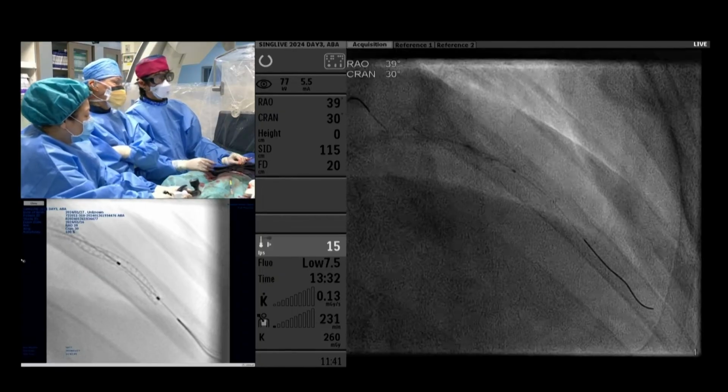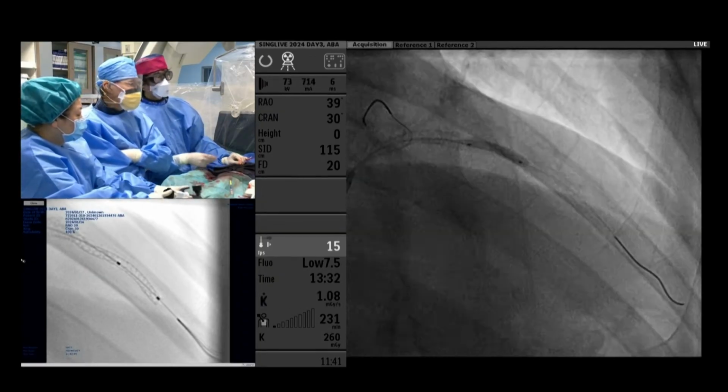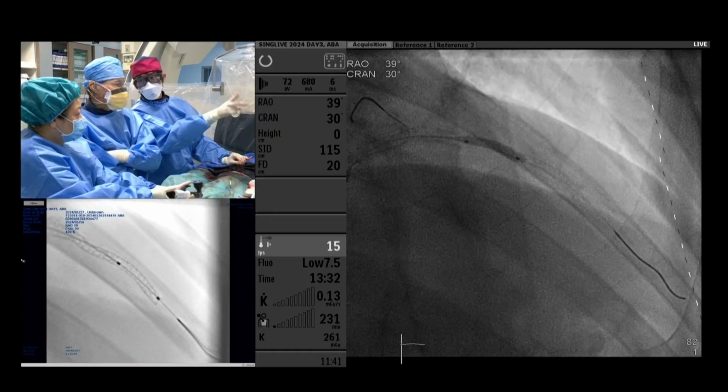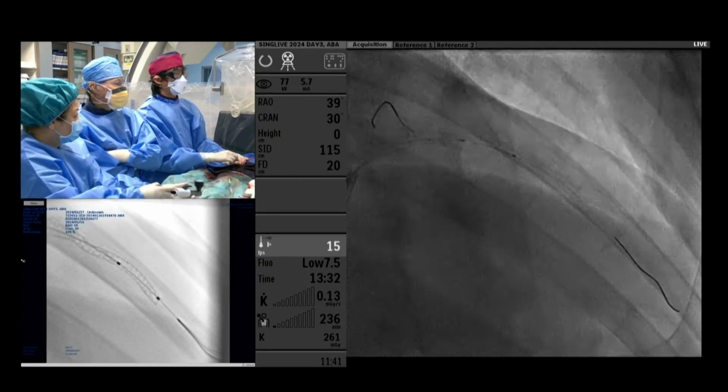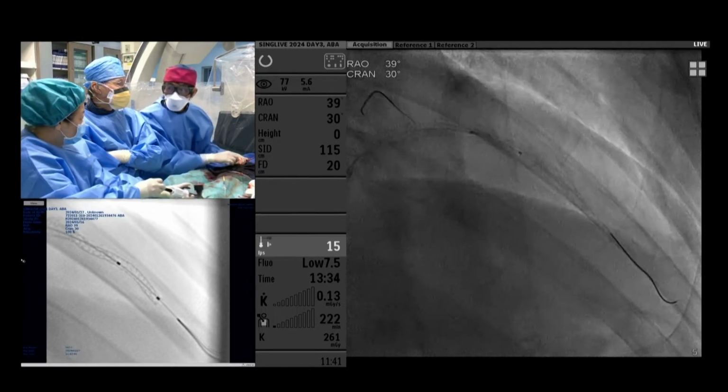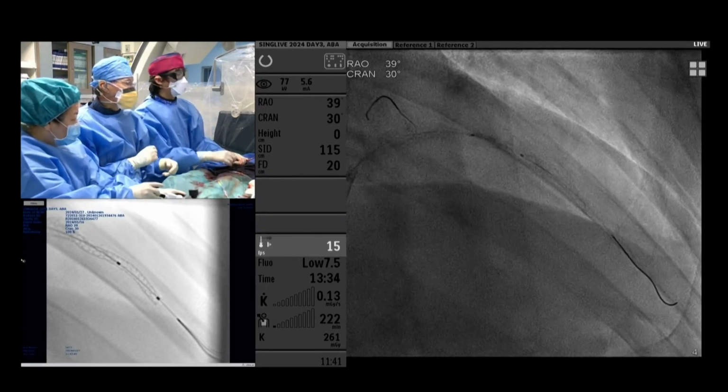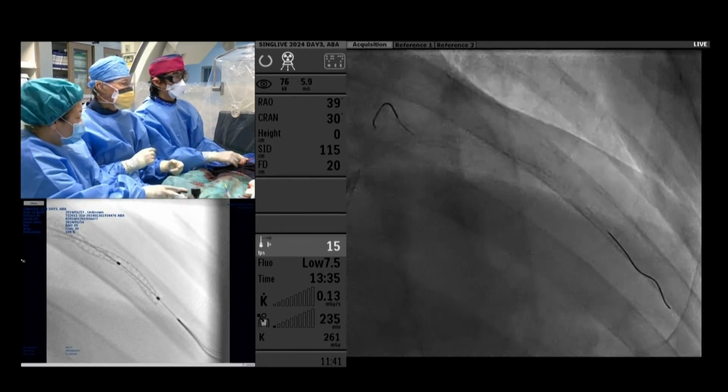Maybe post-dilate with a 3.5. I might also inject some contrast to see whether the distal vessel looks all right, because there are some tiny sections that we may miss. We could do intravascular ultrasound. Let's dilate all first. So just post-dilatation for now. Okay, never mind, it's only quite small, don't worry.